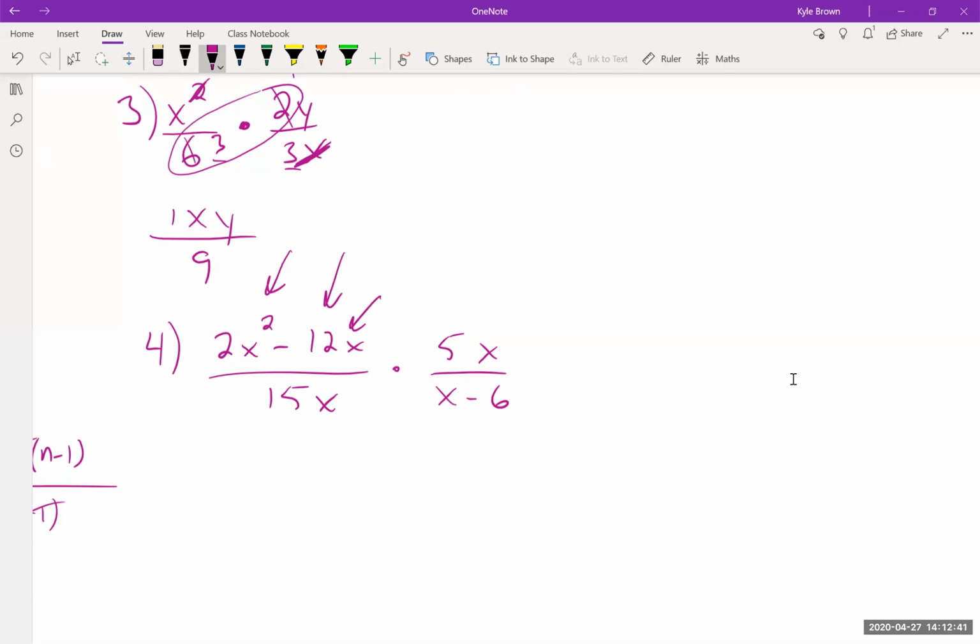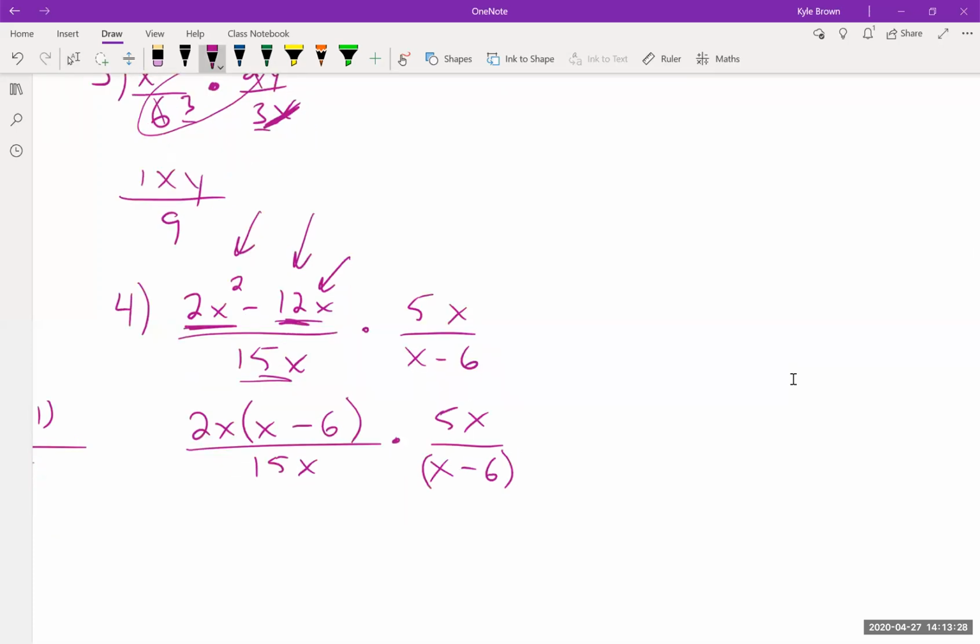So what's common to 2x squared and 12x? Well, 2x. So we're going to write that as 2x, start my bracket, and then write what I have left. After I factored 2x out of 2x squared, I've still got x left. And then minus 12 divided by the 2 I took out, so that's 6. So that's my top. The bottom I can't factor, so I'm just going to write it again: 15x times 5x over x minus 6, in brackets, all over that.